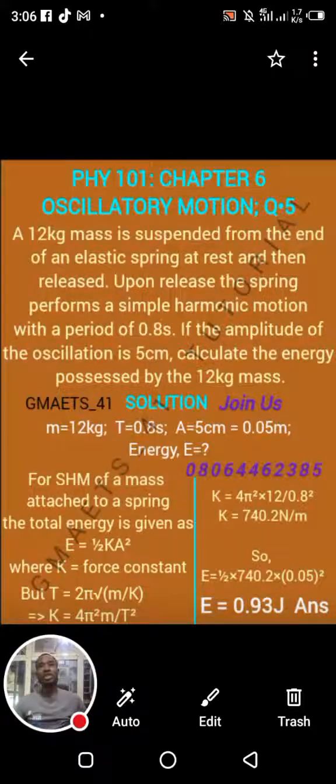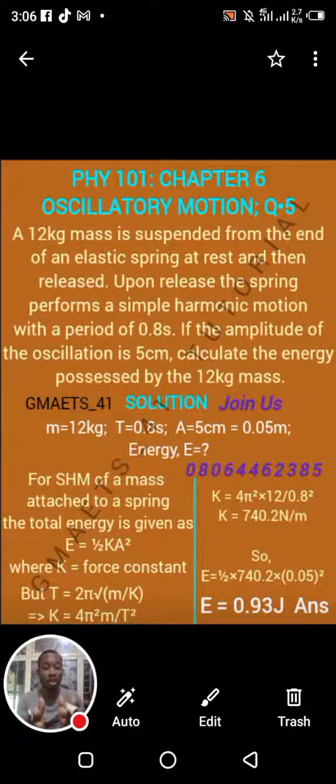Simple harmonic motion, when you talk about oscillatory motion, there are various forms of them. You have the simple pendulum, torsional pendulum. Again, you have a case where the mass is attached to a spring, and that is where this question comes in. So you can see the solution there.